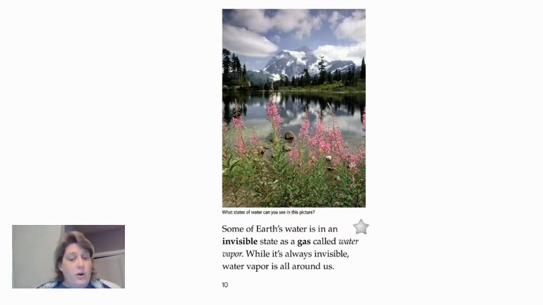Some of Earth's water is in an invisible state as a gas called water vapor. While it's always invisible, water vapor is all around us.